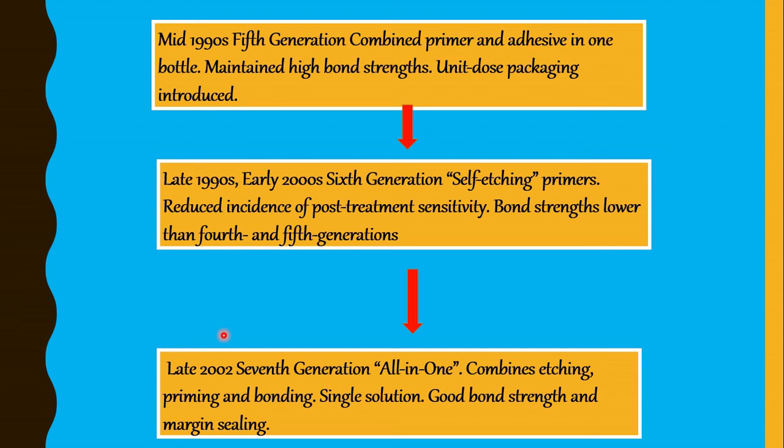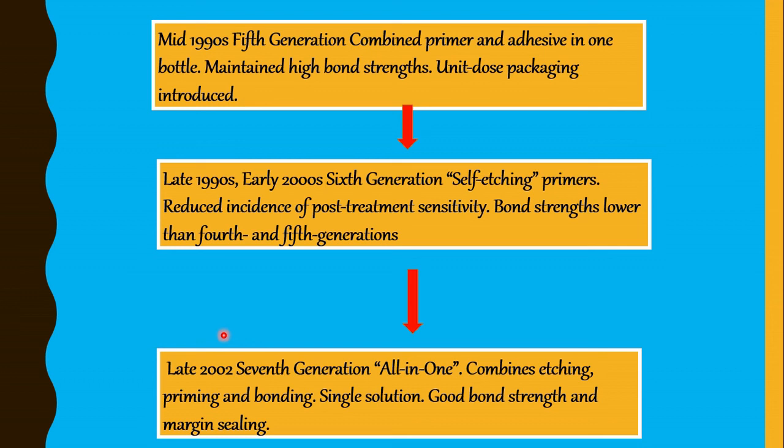And in the early 20th century we have the sixth generation. The self-etching primers, there is reduced incidence of post-treatment sensitivity. Bond strength is lower than that of the fourth and fifth generation, but certain disadvantages of the fifth generation, like the high post-operative sensitivity, were not present in this generation of the dentin bonding agent.